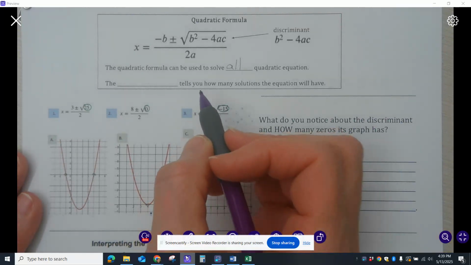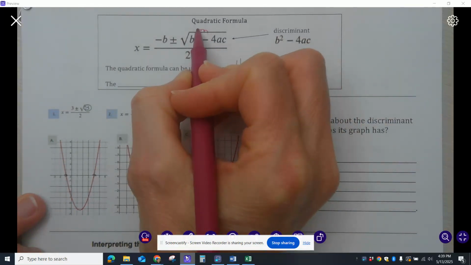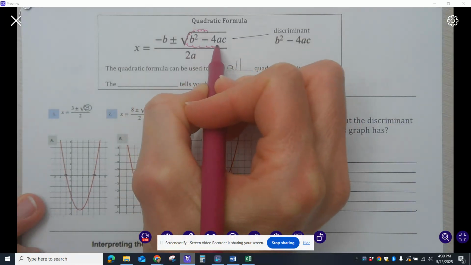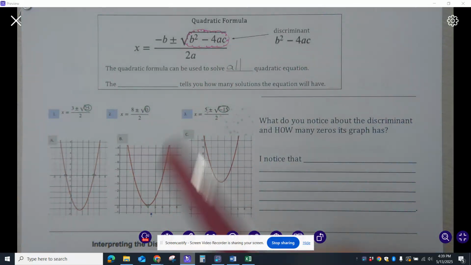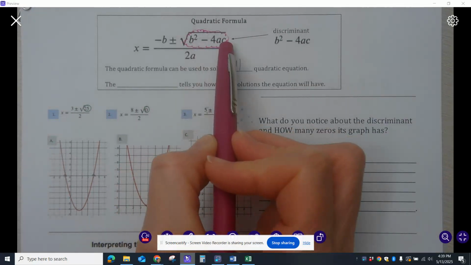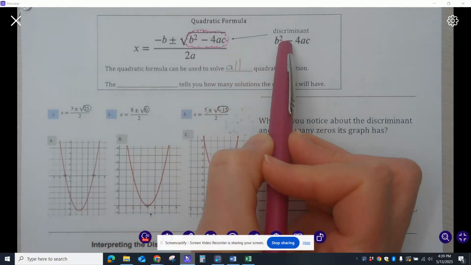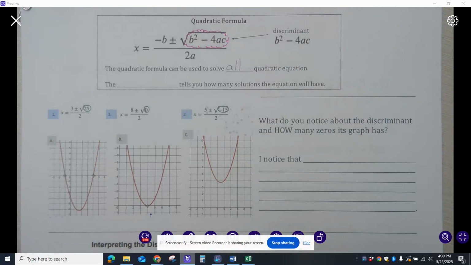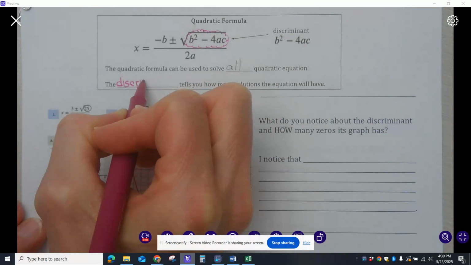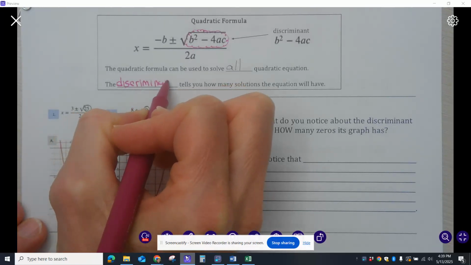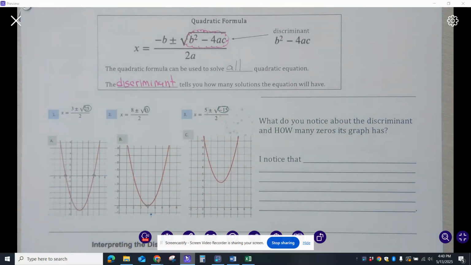We're going to start out by talking about, I like to put this part, I call putting it in the cloud, everything that's under the square root, or everything that's in jail, or you can think of that whole b squared minus 4ac as the inmates in the jail. We call that the discriminant. So the discriminant tells you how many solutions an equation will have.